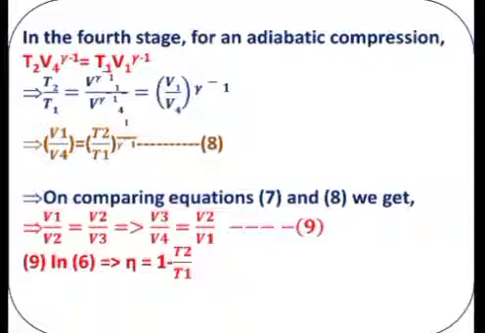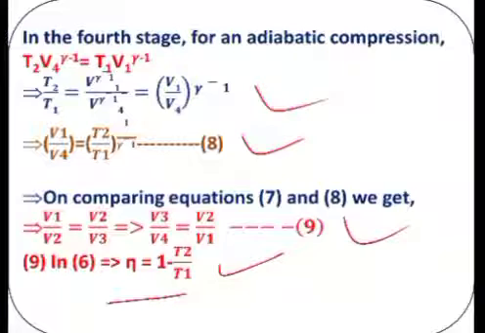Suppose we substitute the values of all this in the equation, then we will get this final expression: eta is equal to 1 minus T2 by T1. This is the final expression. I hope you understood this derivation. If you practice all this mathematical part on the worksheet, then only you will understand better.